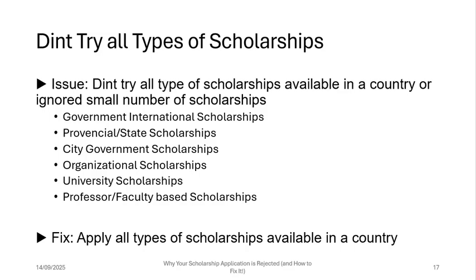If we look at this, the government or provincial scholarships are usually large in number, and even city government scholarships are large in number. So most students are focused on these three types of scholarships. What you need to do is also look for organizational or university scholarships, or professors' websites for their specific scholarships provided from their funded projects, and you need to apply to all different types of scholarships, no matter how many or few there are in one country, to make sure that you have the maximum chances of your application being selected.